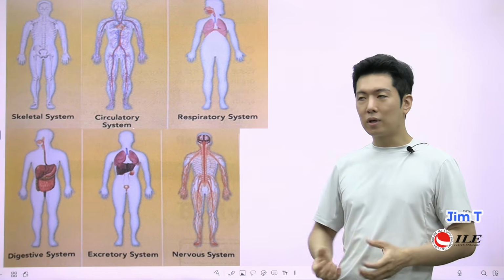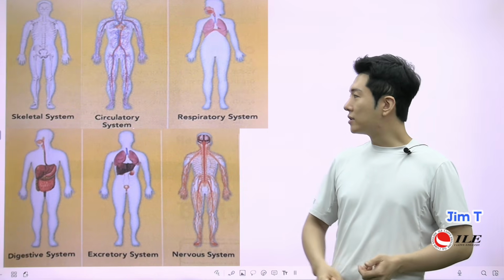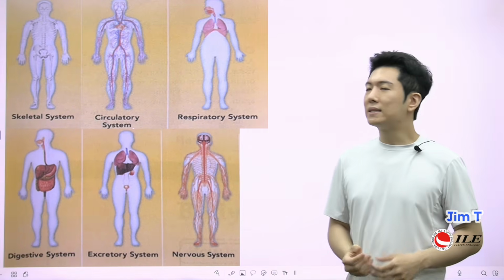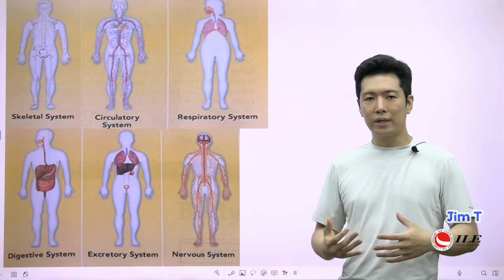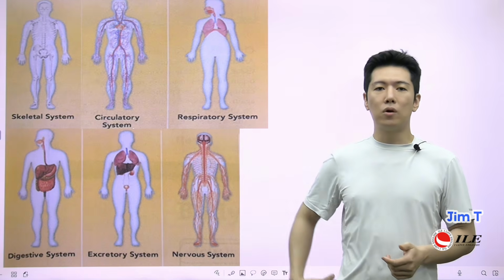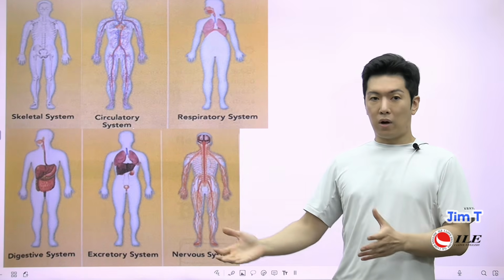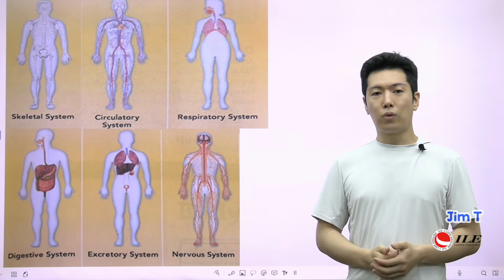All of these organ systems consist of many, many organs, starting with the skeletal system. This consists of your skull that protects your brain, your ribs that protect your internal organs, your spine, your backbones. They are part of the skeletal system. They are the main organs.